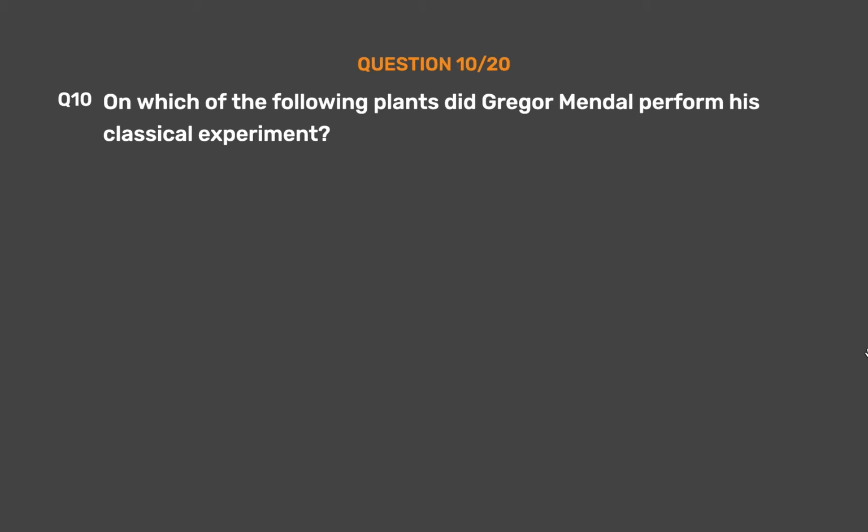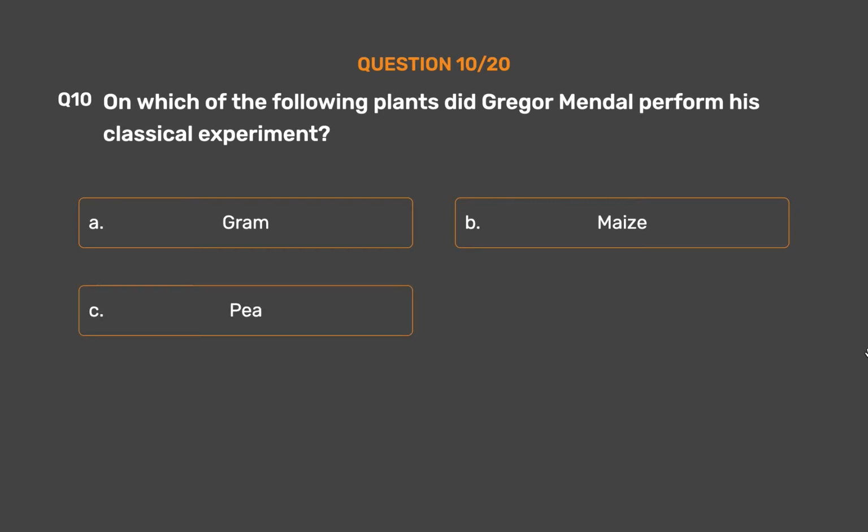Question number 10. On which of the following plants did Gregor Mendel perform his classical experiment? Option A. Gram. Option B. Maize. Option C. Pea. Option D. Wheat.